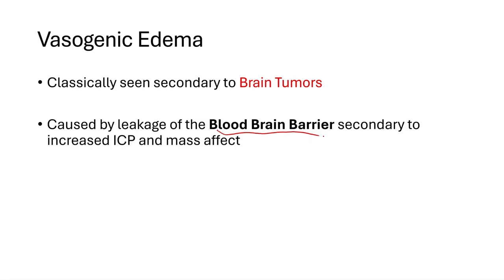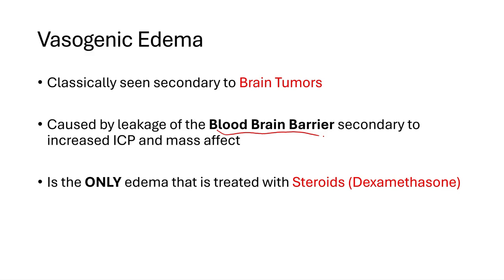Now, there are different types of edema that can occur in the brain, but vasogenic edema, which is associated with all forms of brain tumors, is high yield to know for exam day, as it is the only edema in the brain that is treated with steroids, and specifically IV dexamethasone. And this is due to their ability to restore the blood-brain barrier integrity and reduce fluid leakage.